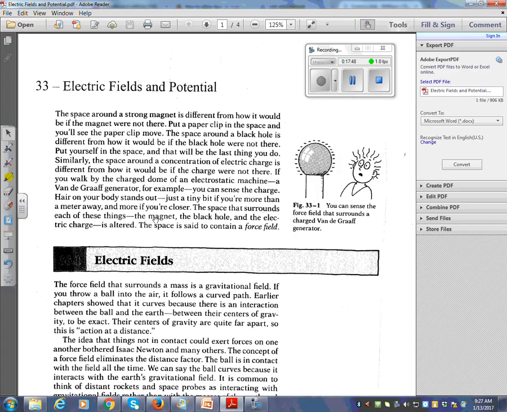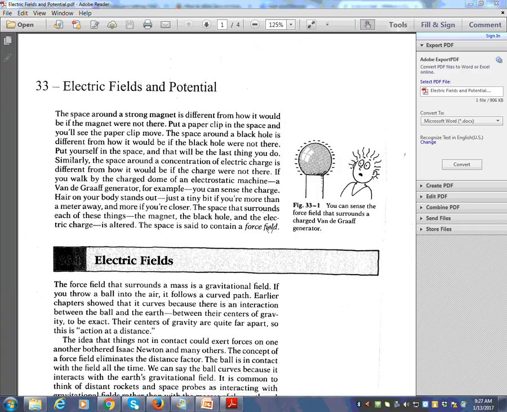the magnet, the black hole, and the electric charge, is altered. The space is said to contain a force field.